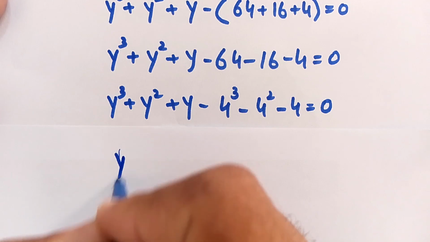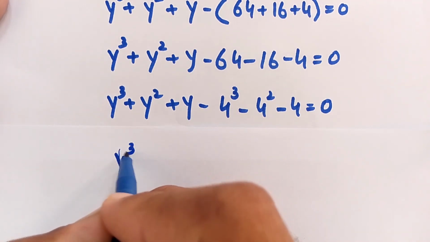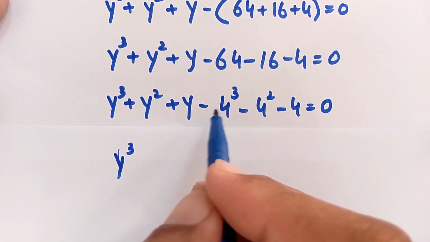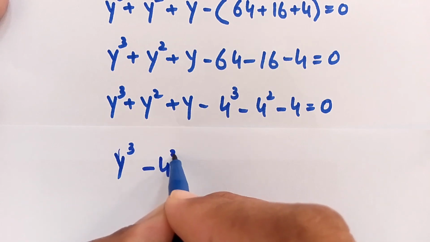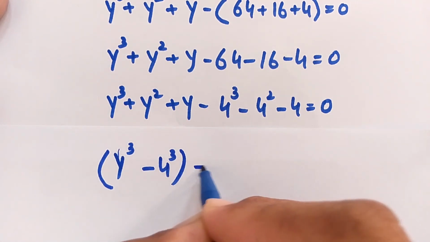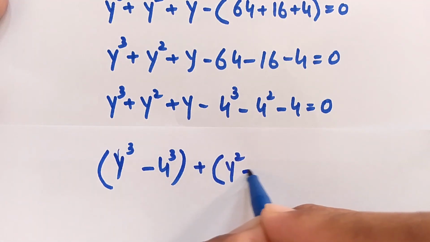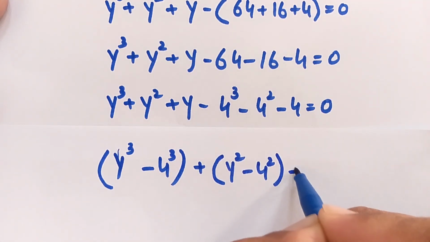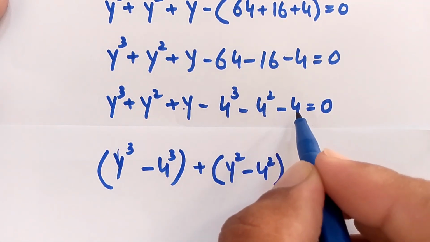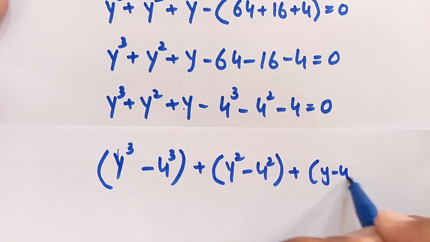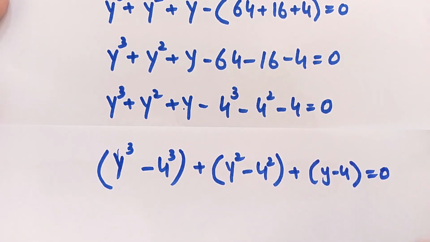To solve this interesting question, this will become y to the power of 3 minus 4 to the power of 3, plus y square minus 4 square, plus y minus 4, which is equal to 0.